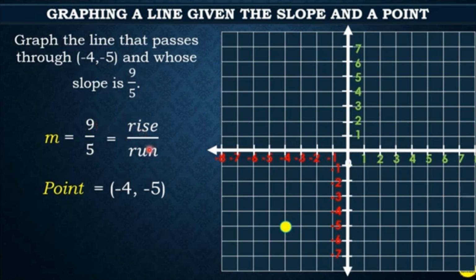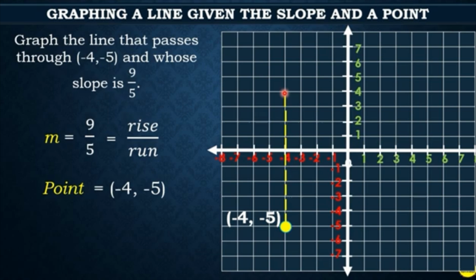Let's move the rise over run. So, ang rise natin ay 9. So, move tayo ng 9 times. 1, 2, 3, 4, 5, 6, 7, 8, 9. Ayun na siya. So, dito tayo nag-end. Okay, our run is 5. Saan papunta? Right or left?